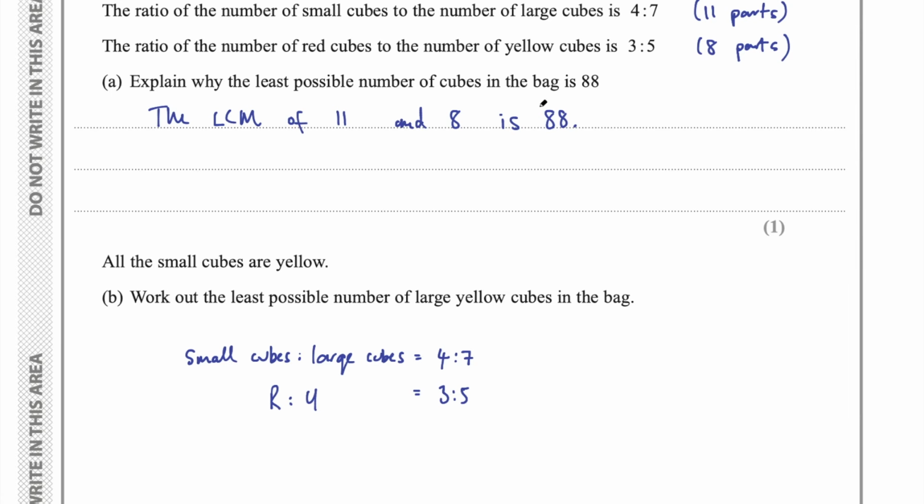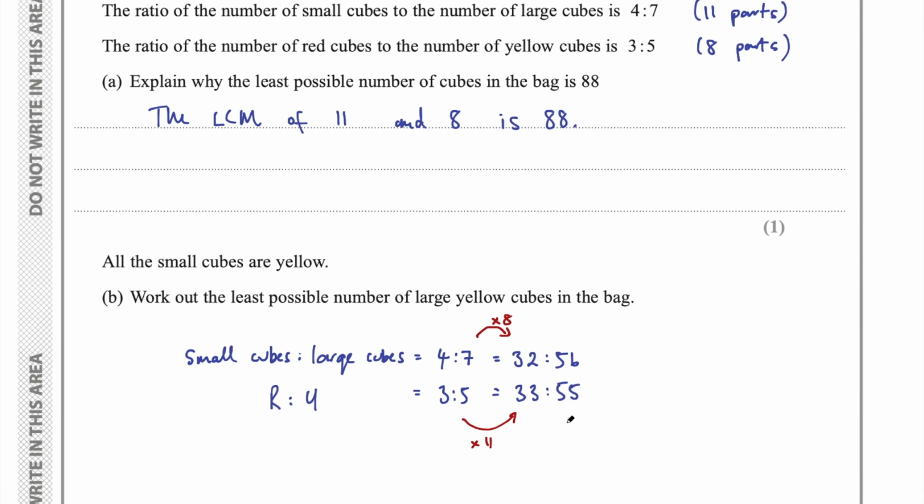And now what we want to say, well, let's say there were 88 cubes in the bag. What would these ratios actually be? Remember we said we need to multiply 8 and 11? So this one we're multiplying by 8 because they added up to 11. So I'm multiplying this ratio by 8. So each number I multiply by 8, so 4 times 8 is 32. 7 times 8 is 56. This one I'm multiplying by 11 because these added up to 8. So this is 3 times 11 is 33. 5 times 11 is 55.